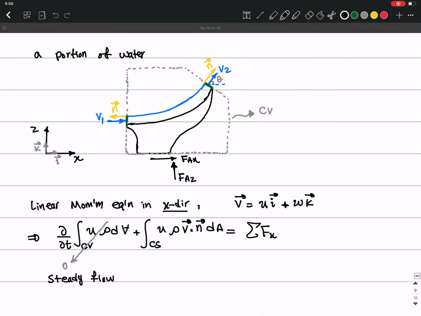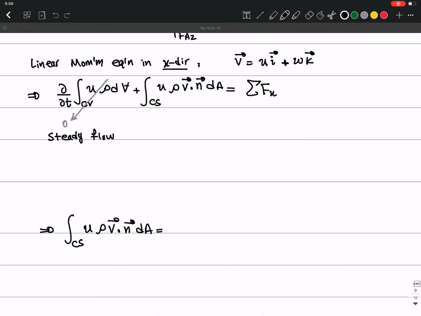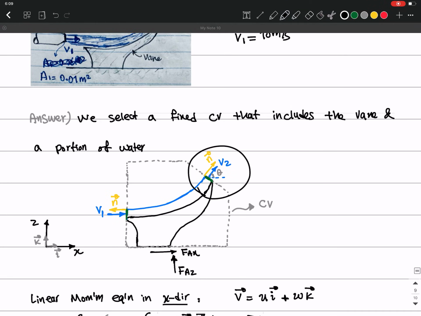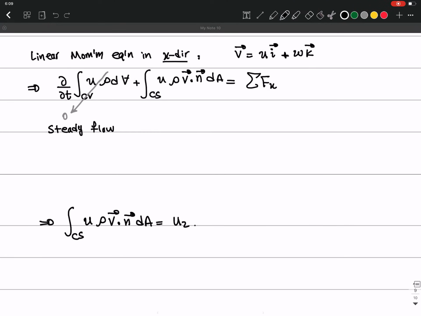So this term is going to be U at 2, which is this section, times rho A at 2, section 2, times V at 2. This is positive. And then the negative one is going to be minus U at 1, rho A1, V1, equals the sum of the forces in the x direction. Okay?